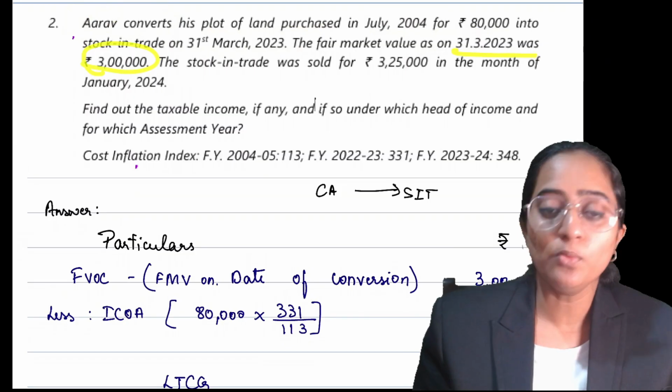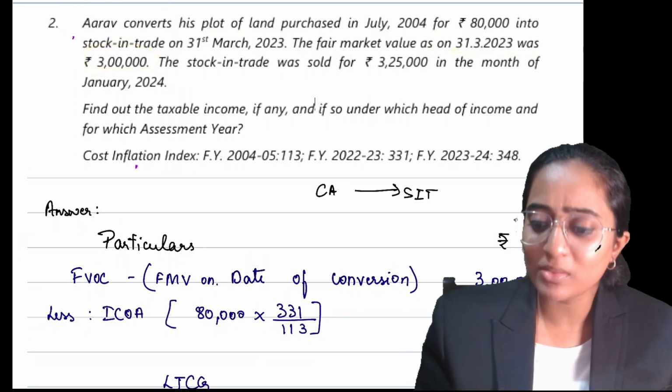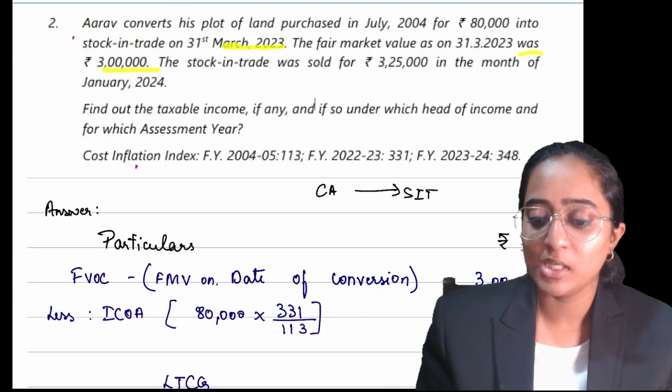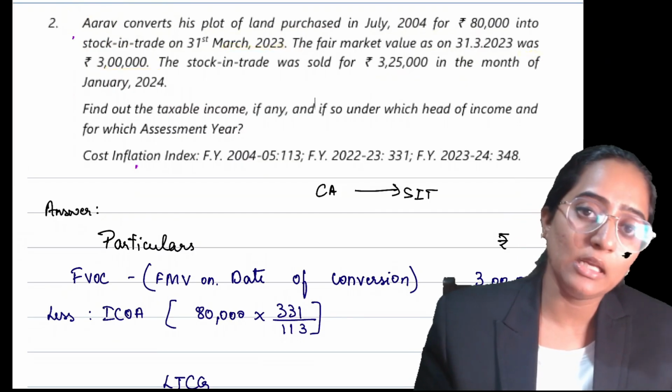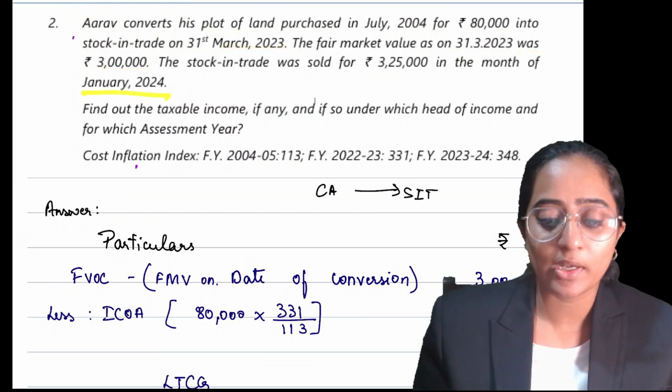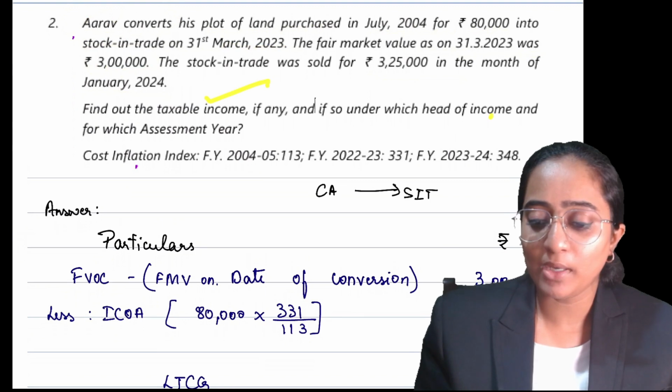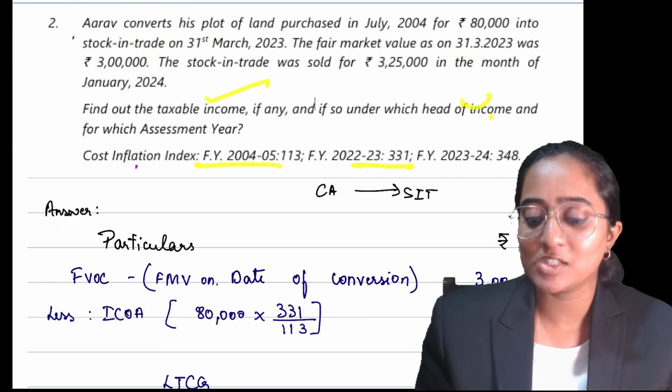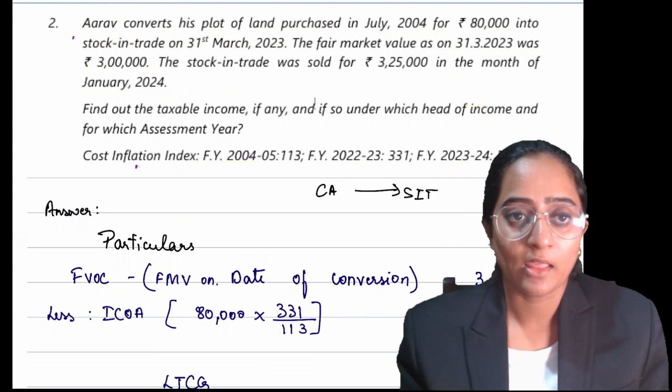That is fair market value, that is on the date of conversion, is going to be so much. Stock in trade is sold at 3,25,000 in the month of January 24. Find out its taxable income and which head it will be taxable. CII is already given in the question.